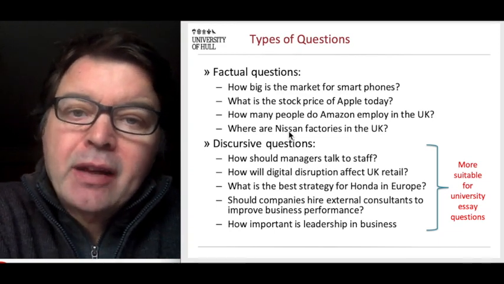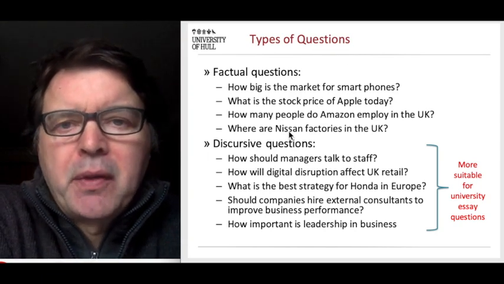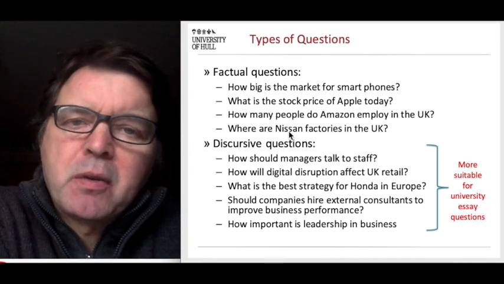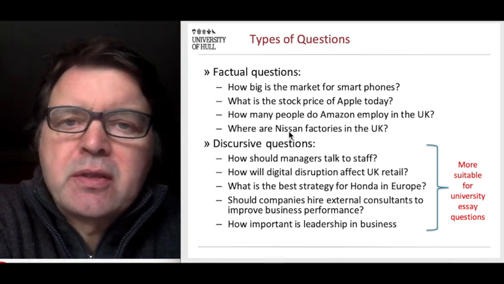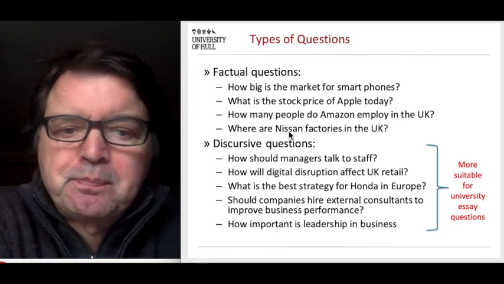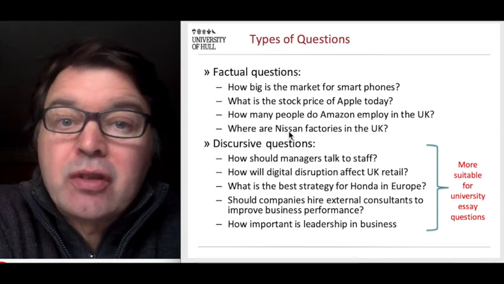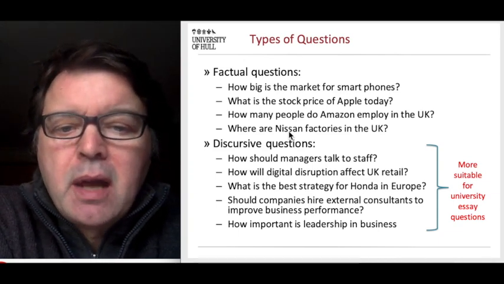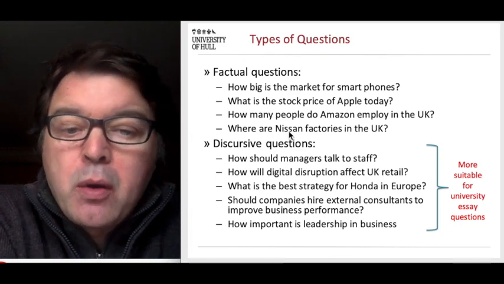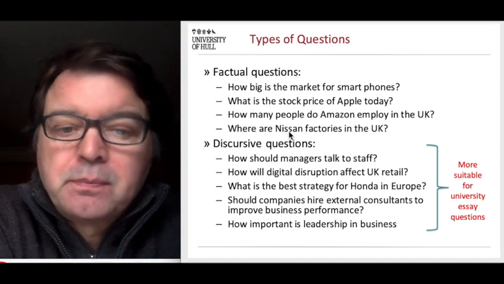Now we might not actually be able to put a precise value on some of these, but they are essentially factual questions. And so that type of question is not going to be the sort of question that you're likely to get asked in an essay question. Now, essay questions are generally going to be discursive questions. So, for example, how should managers talk to staff? How will digital disruption affect UK retail?